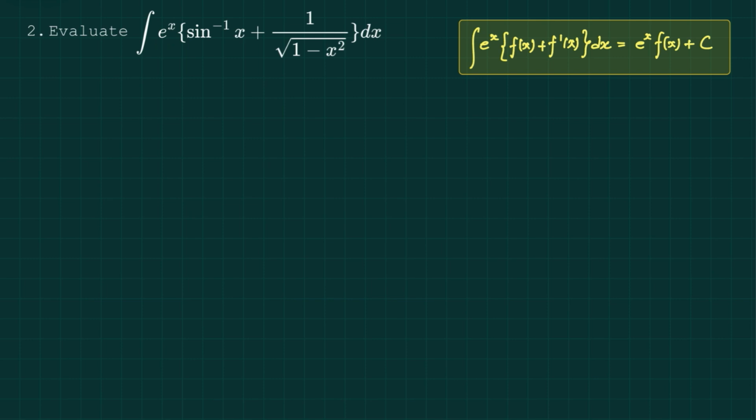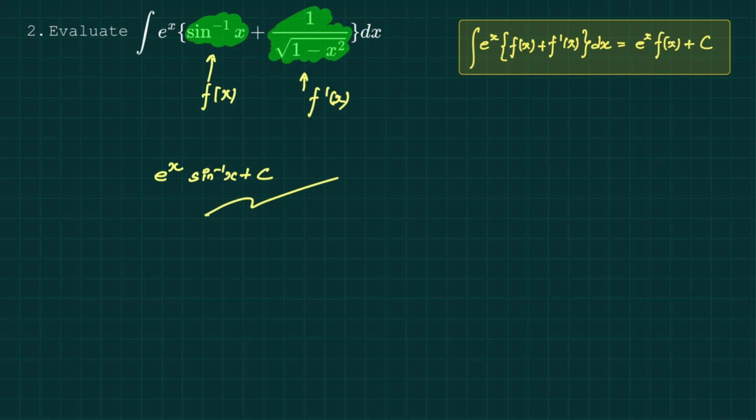Question number 2. Integration of e to the power x into sine inverse of x plus 1 over square root of 1 minus x square. Here also, if I consider sine inverse x as f of x, then the derivative of it is 1 over square root of 1 minus x square. That means if this is my f of x, then this is my f dash of x. Now again, this is in the form of this, hence I will write the answer directly: e to the power x into f of x, that is sine inverse of x, plus c. So this is the answer for this question.